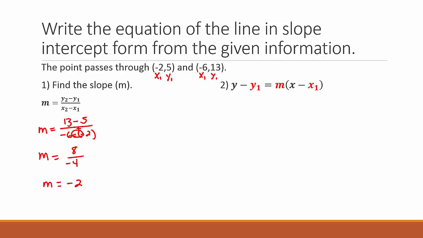I'm going to stick with what I have labeled as x sub 1 and y sub 1 to plug into my point-slope form. So far, we've only calculated the slope. We want to write the equation of the line. So my next step is going to be to use the point negative 2, 5, and m equals negative 2, and to write my equation. So I will replace the y sub 1 with 5, replace the m with what we just calculated, negative 2, and replace the x sub 1 also with negative 2.